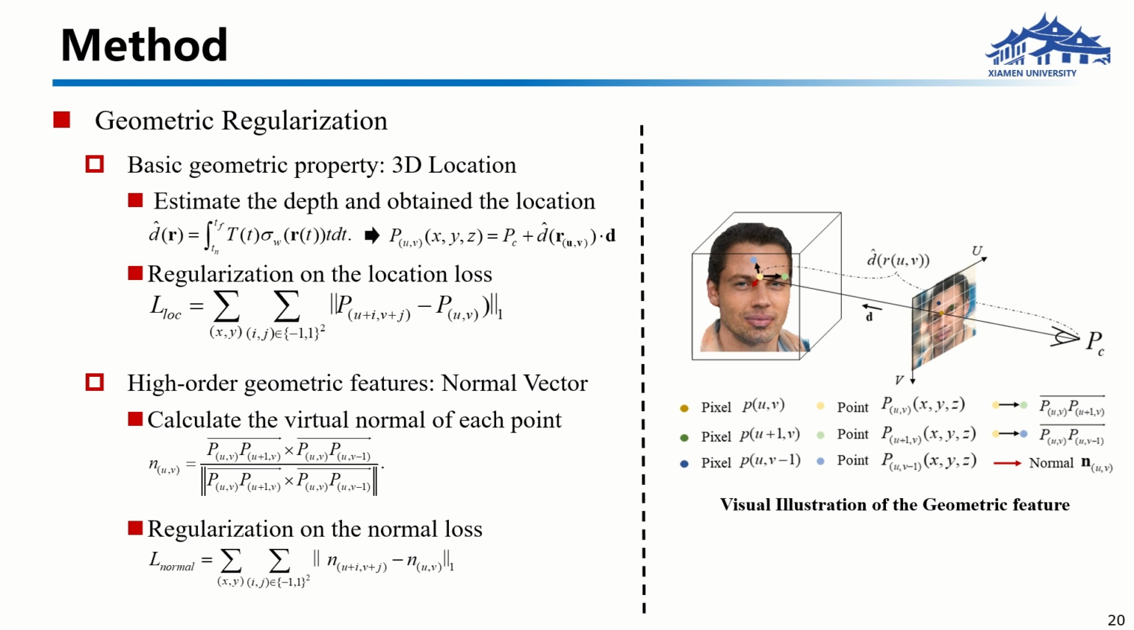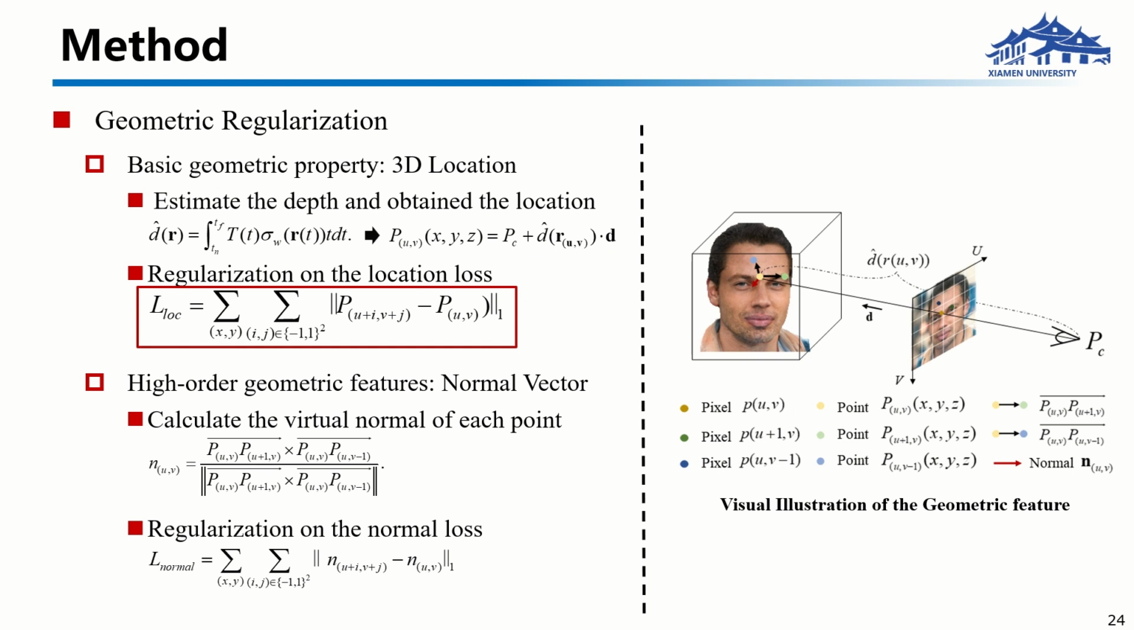First of all, we estimate the depth of a ray and obtain the 3D location of each pixel in the world coordinate. Here, PC is the camera coordinate and D is the normalized viewing direction. Then, we perform regularization on the 3D locations.